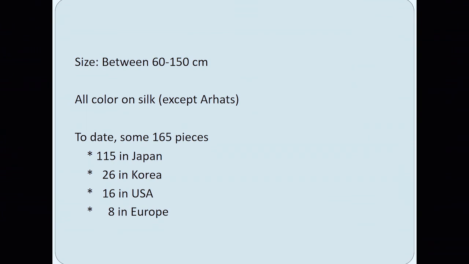Now, more than 165 Buddhist paintings from the Goryeo period are known. 16 are located in the United States. 8 have been found in Europe. 26 are in Korea, and 115 are in Japan. With only 2 exceptions, these works measure between 60 and 150 centimeters and are all painted on a single piece of silk.